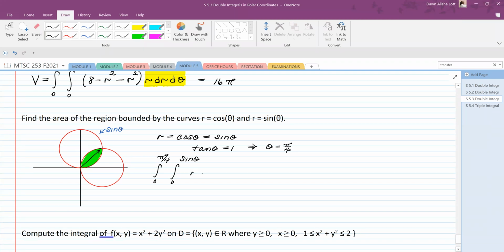Wait, I have one more question. Yes. How did you get tangent again? Oh, you have cosine of theta equals sine theta, and you divide by cosine. Okay. No problem. Thank you.